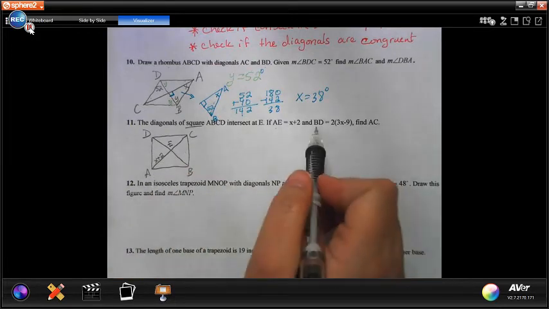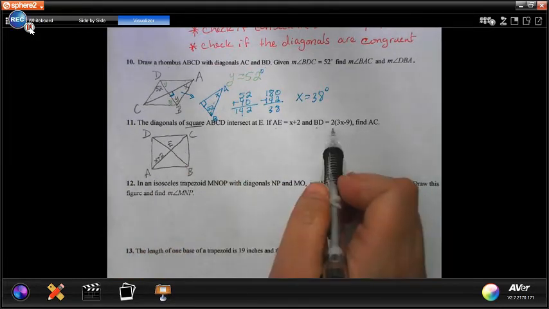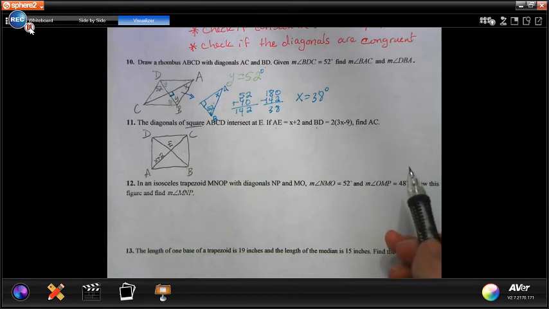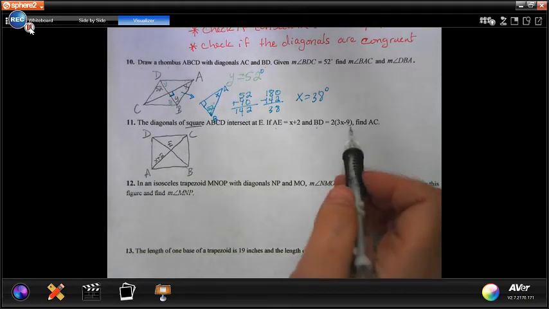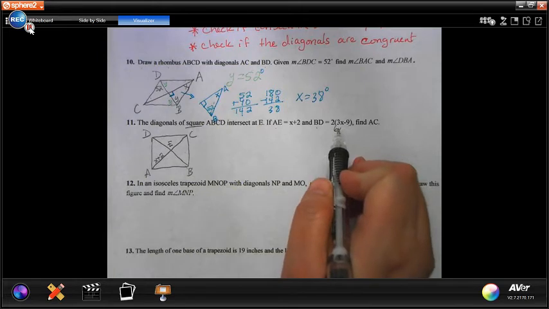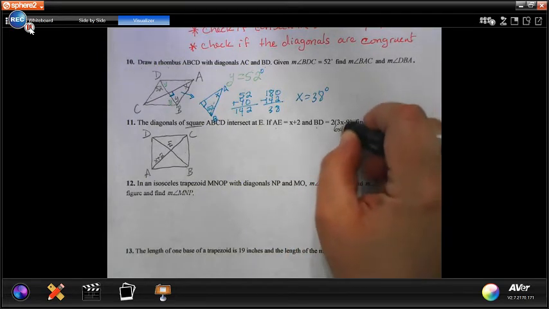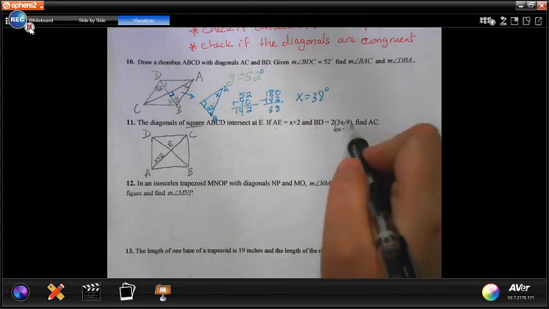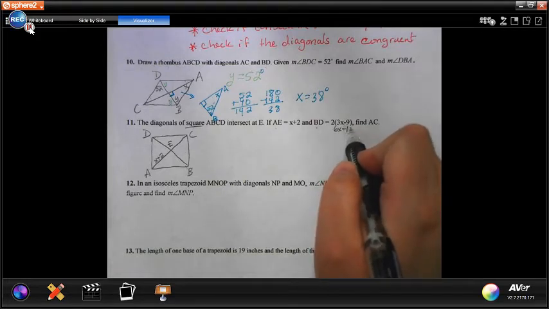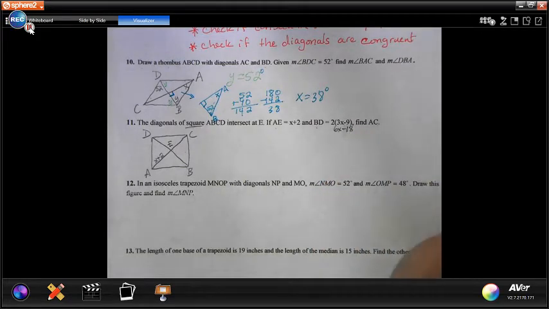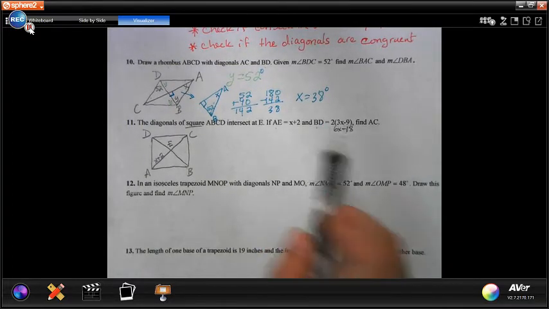And then it says BD. Oh, BD is the whole thing. It is 2 times 3x minus 9. I'm just going to say, okay, 6x minus 18, because it's 2 times that. So let's just do that. All right, 6x minus 18. So there we go. So that's BD.